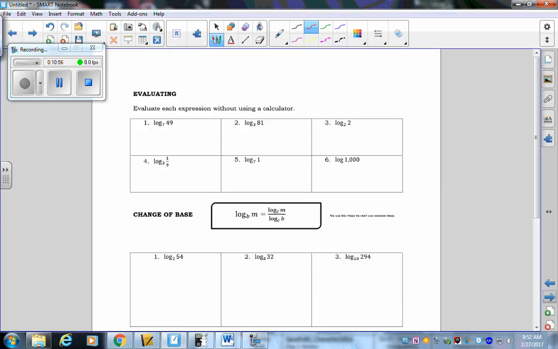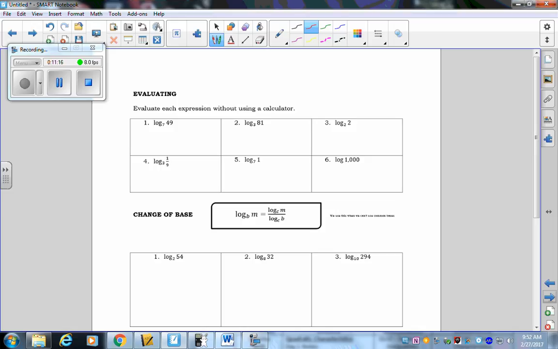Okay, so evaluating. This is kind of a continuation of what we were doing last class when we were solving exponential equations. We're going to learn how to evaluate by hand and using the calculator, okay? So first of all, to evaluate, we want to know what log base 7 of 49 actually equals, if it's a nice pretty whole number. And it is. So how can I do that?